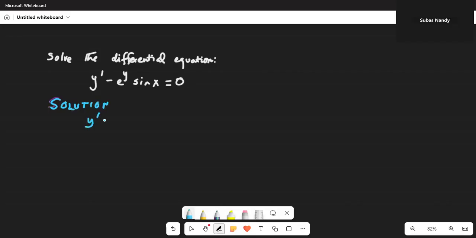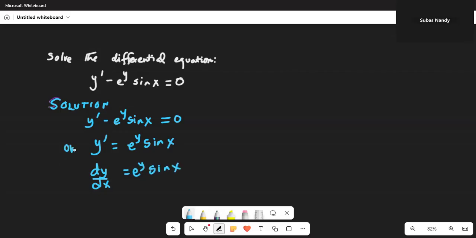So y prime minus e to the power of y sine x equal to 0. That means y prime is equal to e to the power of y sine x. For y prime, we can write dy with respect to x, the derivative of y with respect to x, is equal to e to the power of y sine x. Now we will divide by e to the power of y on both sides.